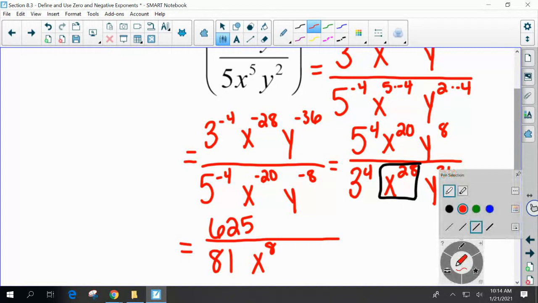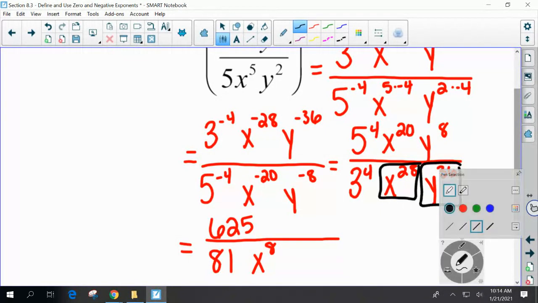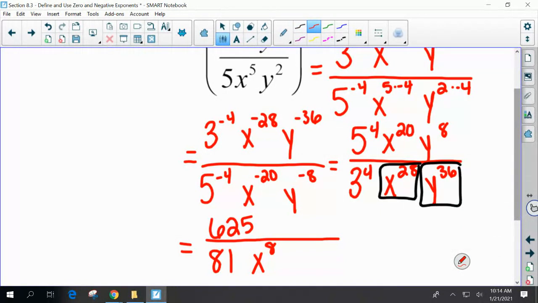And then I have to do the same thing with my y. So my largest y is in the denominator. So I have to take y to the 36 minus 8, which ends up being y to the 28th power. Okay, and the last thing I need to do is check and see if 625 over 81 can be simplified. And it cannot. So that problem is done.